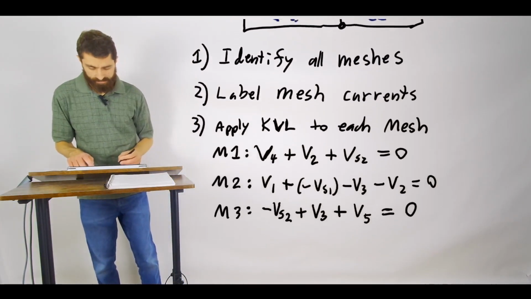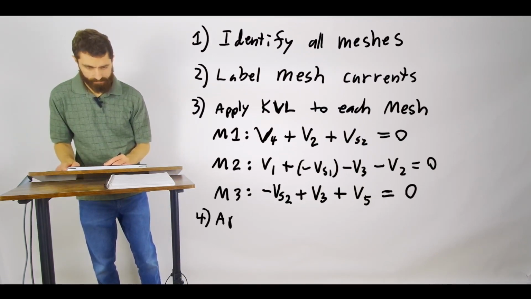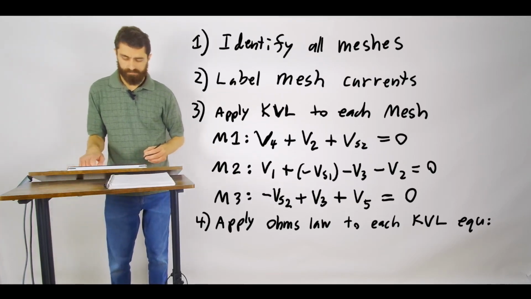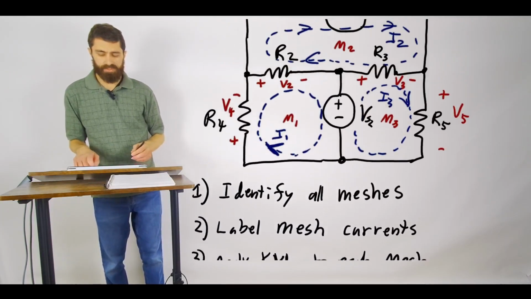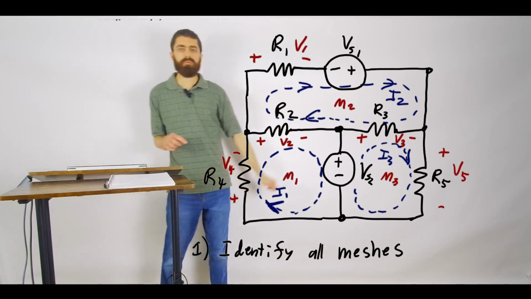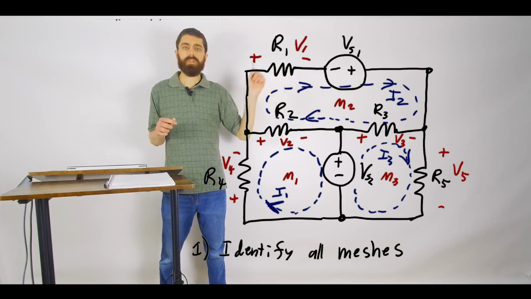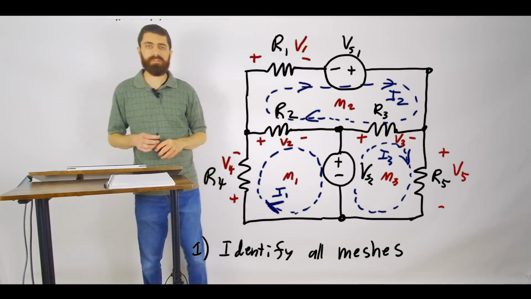The next step then, step 4, is apply Ohm's law to each KVL equation. So essentially, we have all these voltages here, but what we want to do is express them in terms of the mesh currents using Ohm's law and the resistances. So let's go ahead and do that for our resistors.